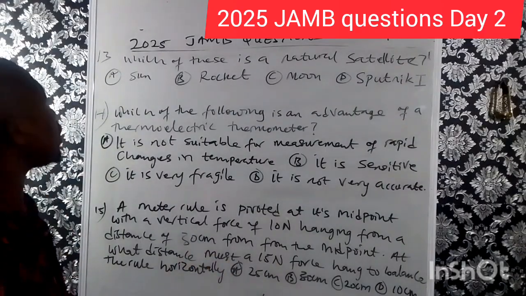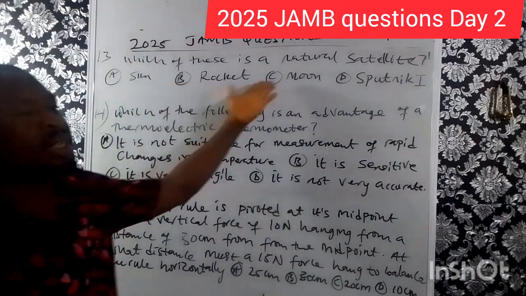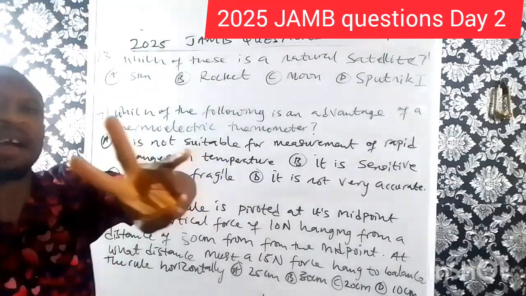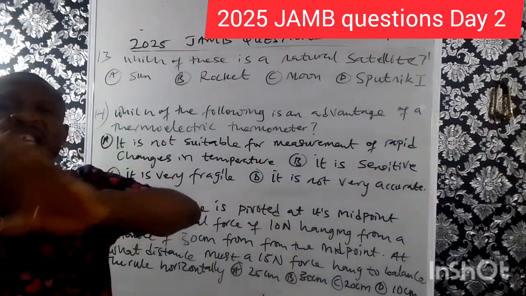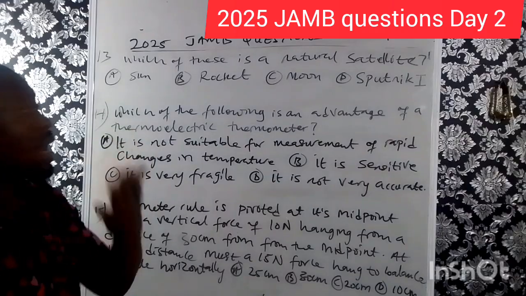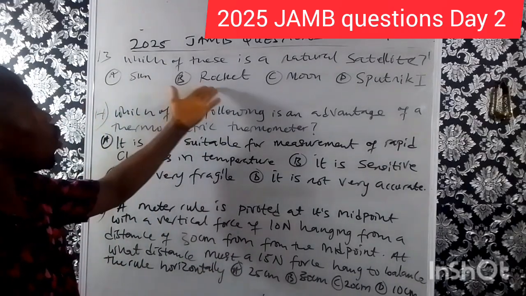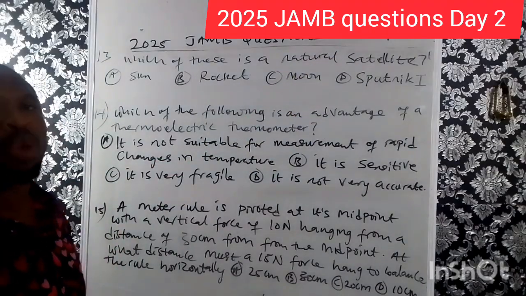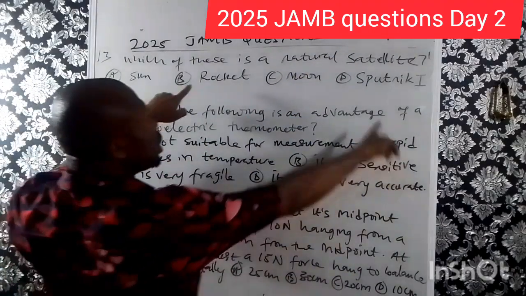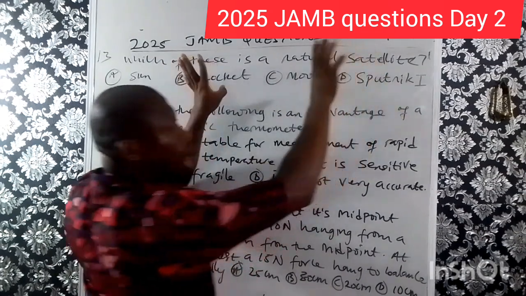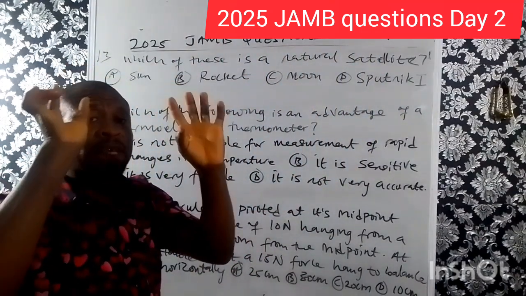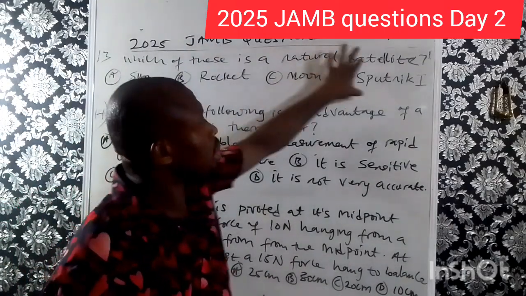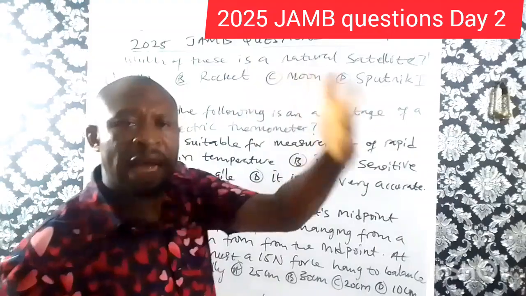Question here: which of these is a natural satellite? Of course, we know we have two types of satellite, natural and artificial. So which of them here is a natural satellite? We have the sun, the rocket, the moon, and Sputnik 1. From here now, these two are artificial. They are off. That is one of the ways to point out the correct option. So rockets and Sputnik 1 are artificial satellites.